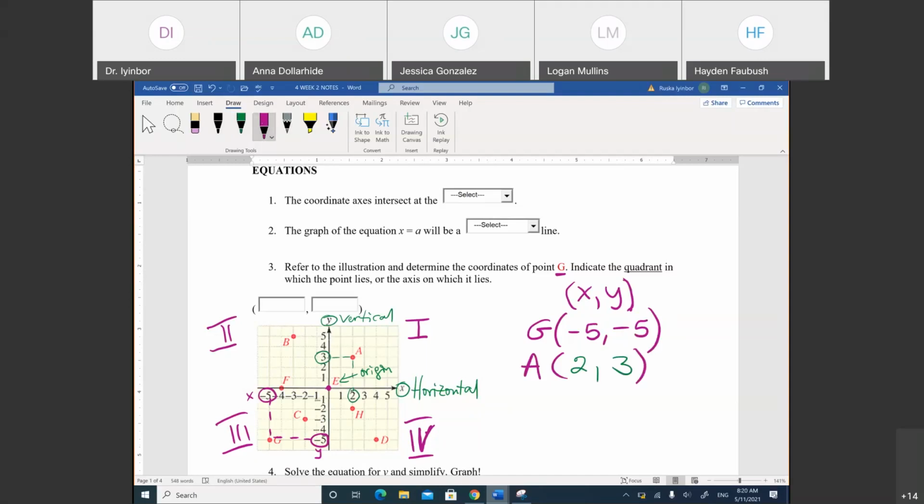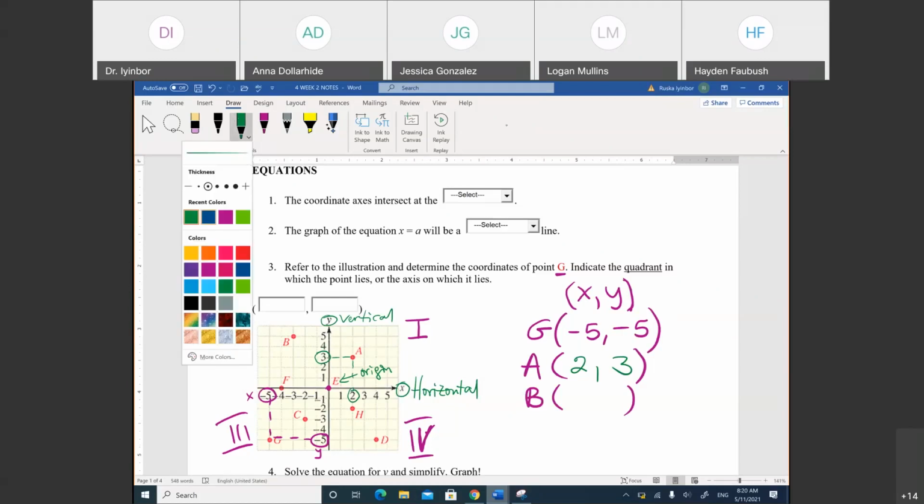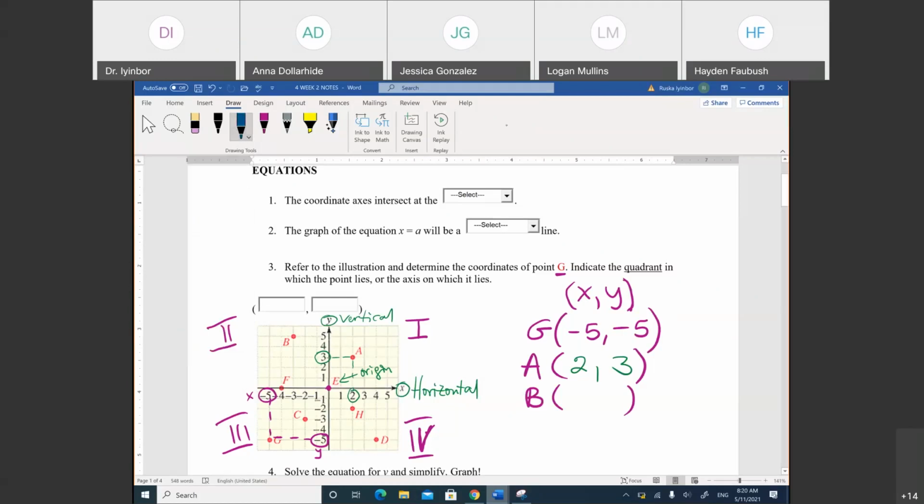So give me the coordinates of point B now. What are the coordinates of point B? Somebody? -4 and 4. Negative what? -3, right. And what else? 5. And 5. Good job. Okay, everybody understand that? So that's how you find the coordinates of the points.